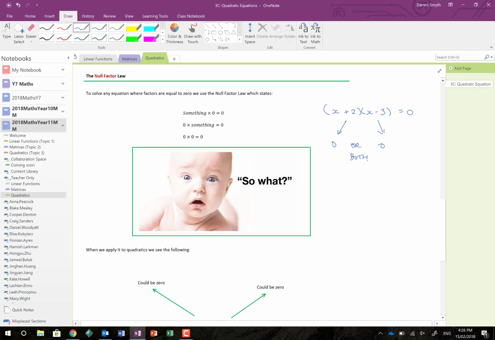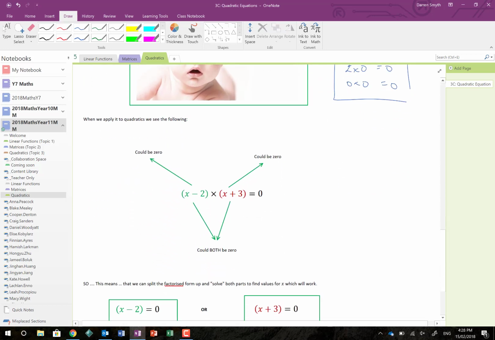Now you're going to say, well, hold on a moment, what do you mean? Well, if you think about it, 0 times 2 is 0, 2 times 0 is 0, and 0 times 0 is 0. The fact of me using numbers makes no difference whatsoever. When I have an answer equal to 0, then for that to be true, either that has to be 0, or that has to be 0, or they both have to be 0. And that's exactly what we use to solve quadratic equations.